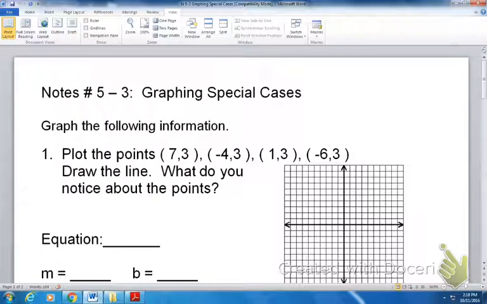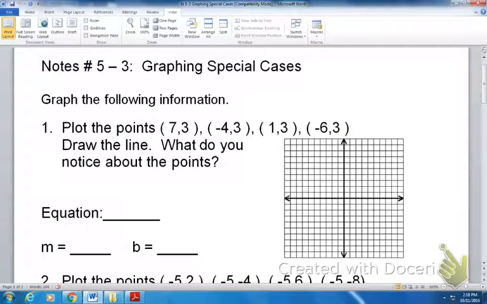Let's start off by plotting these 4 points that it gave us. So I have 7, 3. Then I have negative 4, 3. I've got 1, 3. And I've got negative 6, 3. Let's sketch the line that connects all those.